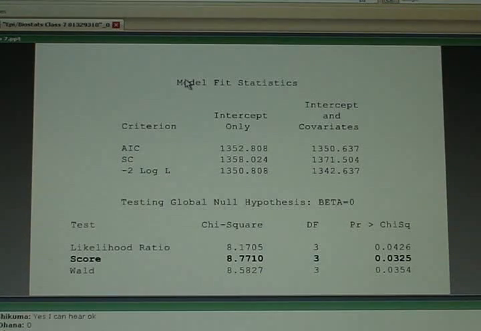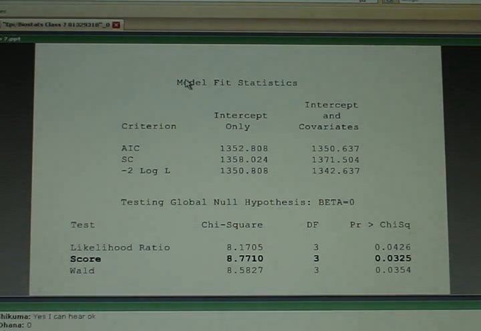And here's the value again for -2 log L from the model which only has the intercept, saying everyone has the same risk of getting disease regardless of their smoking level. Here's the value for the model with the intercept and 3 indicator variables to represent the 4 different categories of smoking. The -2 log L has dropped from 1350 down to 1342. That's a drop of 8 points. It would be the basis of the likelihood ratio test.